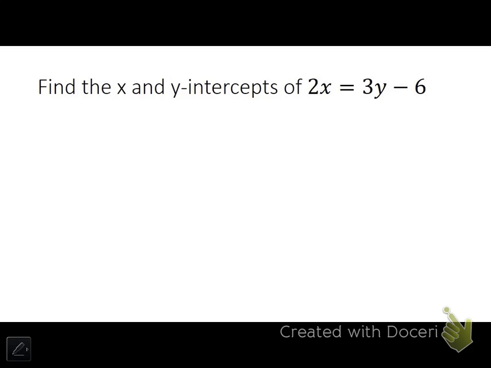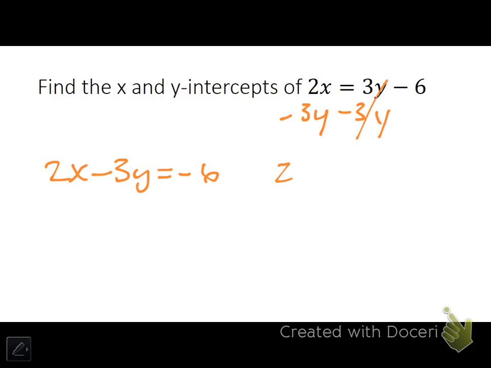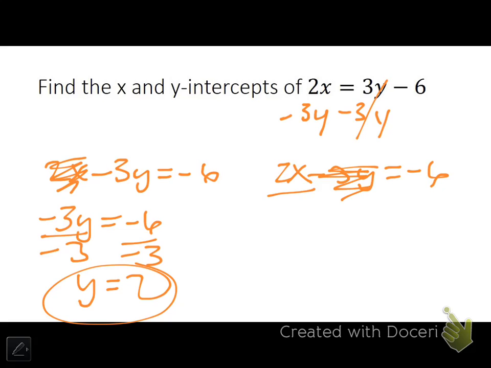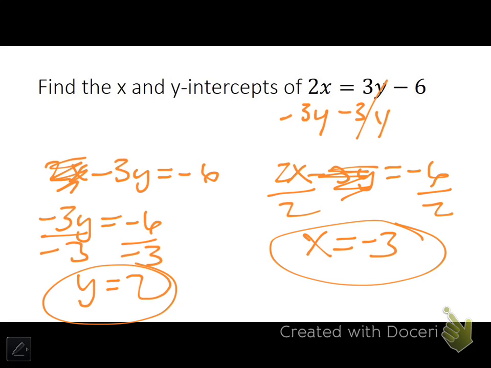Okay, so to find x and y intercepts, we have to get our 3y over, because again, we said we have to have it in standard form. I'm going to write it twice so that I can do my cover-up method. So let's cover up the x. Negative 3y is equal to negative 6. Divide by negative 3, y equals 2, so there's my y. Cover up my y. Divide both sides by 2, so x should equal negative 3.